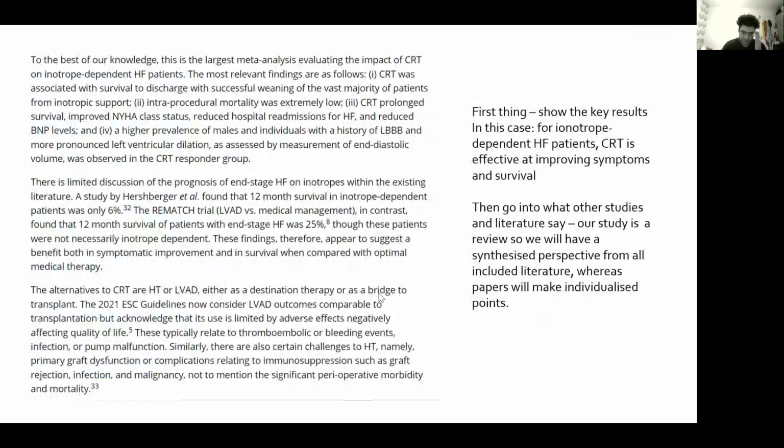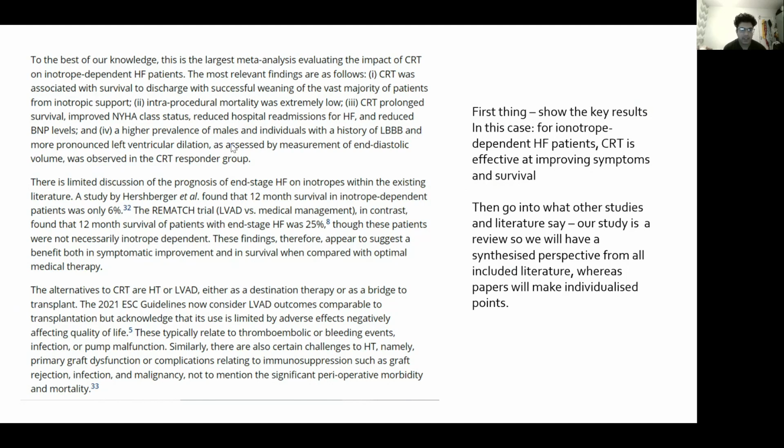But yeah, so to start off with, this is the CRT paper. It's just an overarching thing that we cover in the first few paragraphs. So we've said, well, listen, this is the largest meta-analysis for CRT, and the most relevant findings are as follows. So CRT is beneficial for survival, interprocedural mortality is low, and it helps with survival, NYHA class, readmissions, and also for patients with left bundle branch block and left ventricular dilatation, there's additional benefit for these guys. So we've essentially summarized all of the key findings from all of those different meta-analyses in 4.5, 5 points. That's it. So that really nails down the key essence of why we did this project and what it achieved in a paragraph.